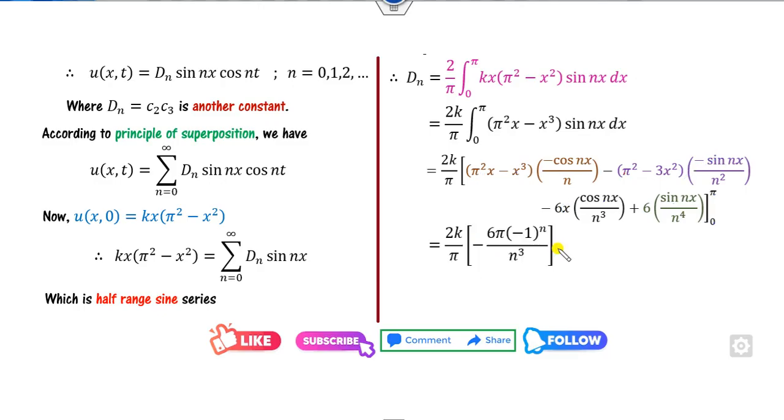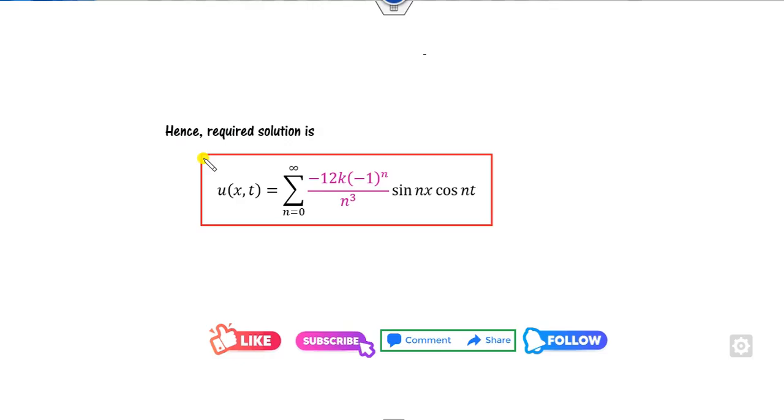So you have only this quantity. Now you can multiply them, it's a minus 12k minus 1 raised to the power n over. I can substitute this value in this expression, and you will get the right answer.